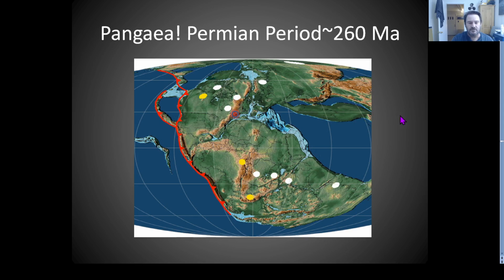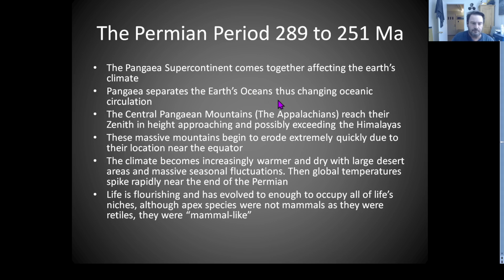Pangaea, 260 million years ago. We already went over this; this is Pangaea. We already know all about that. All right, the Permian period. The Pangaea supercontinent comes together, affecting Earth's climate. Pangaea separates the Earth's oceans, changing oceanic circulation.